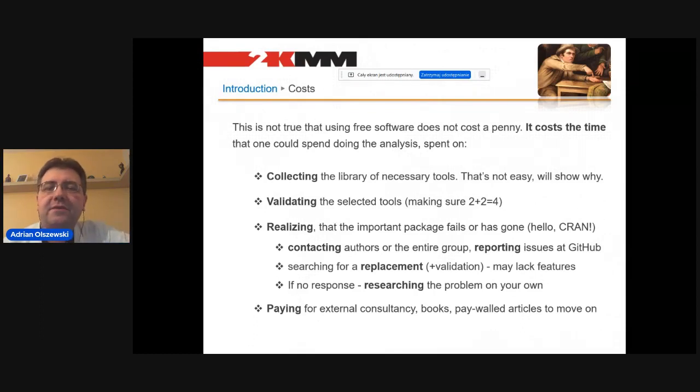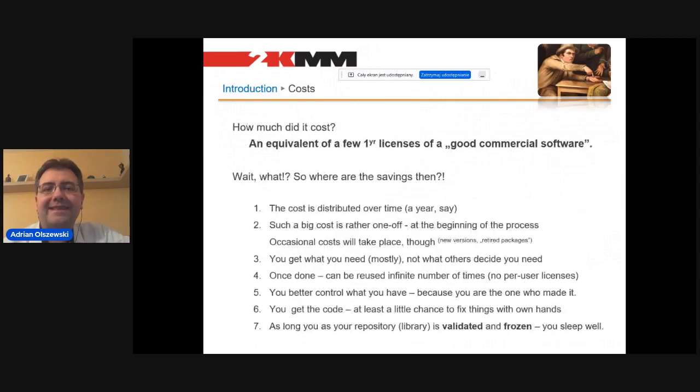About cost. It is not true that using free software is costless. It costs the time that one needs to spend on additional activities that are usually done by commercial companies. So we had to validate the software, collect the library of necessary tools, contact authors when something went wrong, and we had to pay for external consultancy, books, and articles to fix things, and so on. So no, using open source or free software doesn't mean that it is cost-free. It's equivalent to about one or two yearly licenses of a good commercial software, but this is a one-off cost distributed over time, because what's done will serve us, I hope.